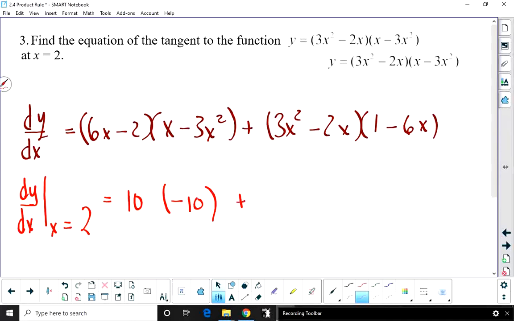Put x equals 2 here. You get 12 minus 4, you get 8. Put x equals 2 here. Well, that's a drag. You get negative 11. But can you check all 4 of those pieces, they all seem okay?